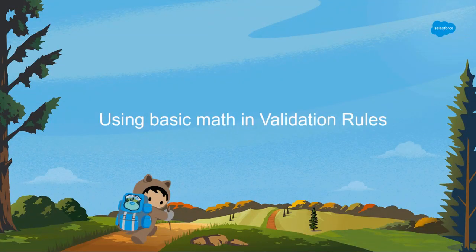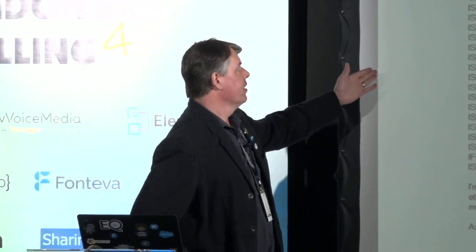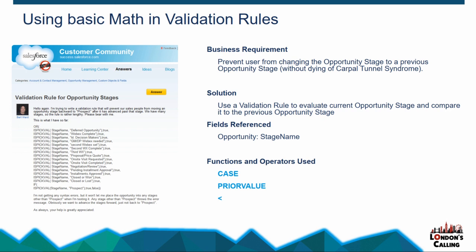So the first formula I want to show you uses some basic math to write what would have been a pretty complex validation rule. It came from a question that was posted on the Answers community. And this guy, Bart Wood, was trying to write a validation rule that would prevent his users from selecting a previous stage in his sales process.